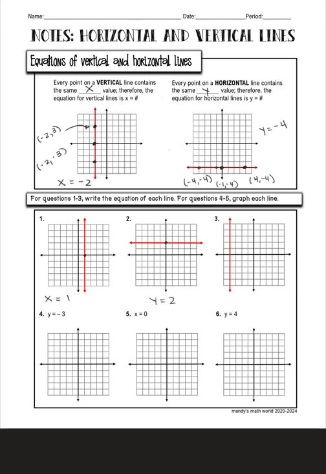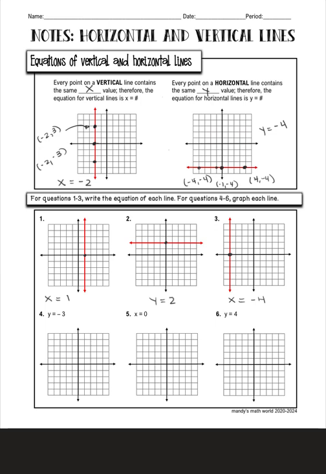For number 3, again, we have a vertical line. It intercepts my x-axis, so I know I'm going to have x is equal to a number. Where does it intercept my x-axis? At -4, so we have x is equal to -4. Now I want you to try 4 through 6, all right?